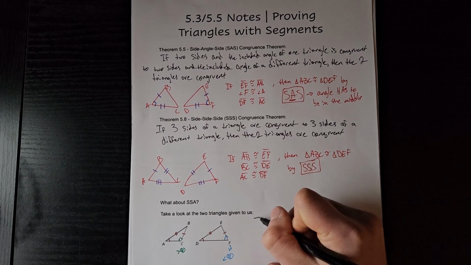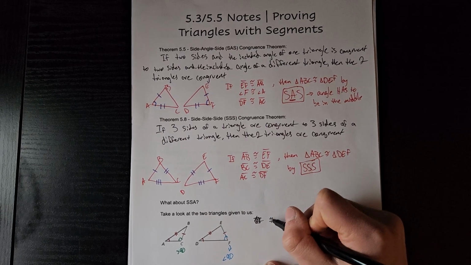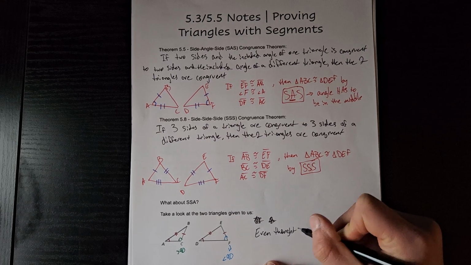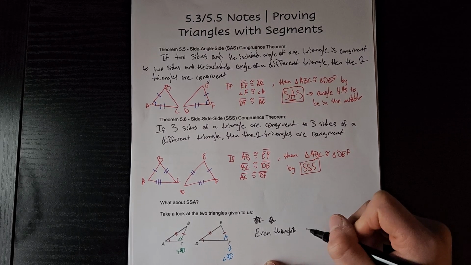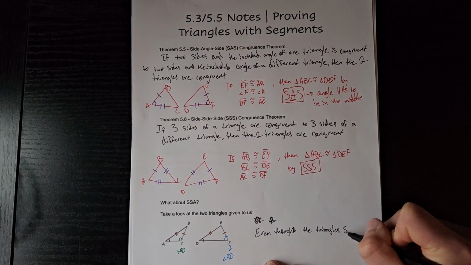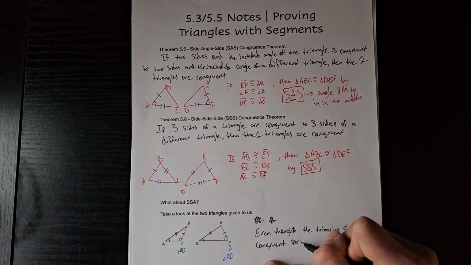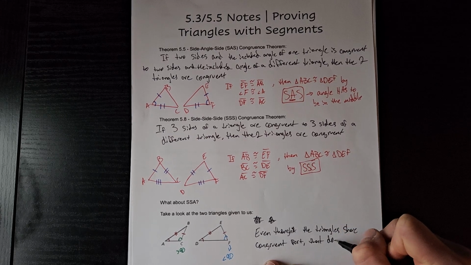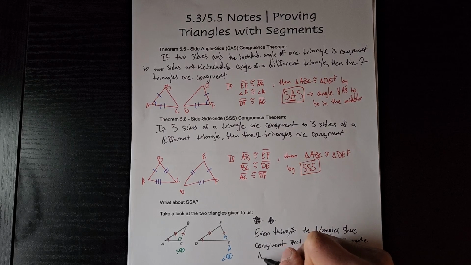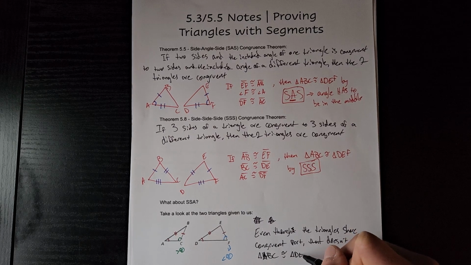So we could state that even though that's not even. I'm gonna have to scribble that out. I still don't have white out here. Even though the triangles share congruent parts, that doesn't make triangle ABC congruent to triangle DEF.